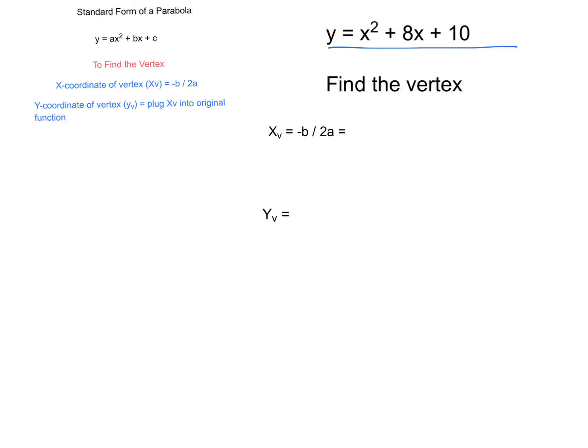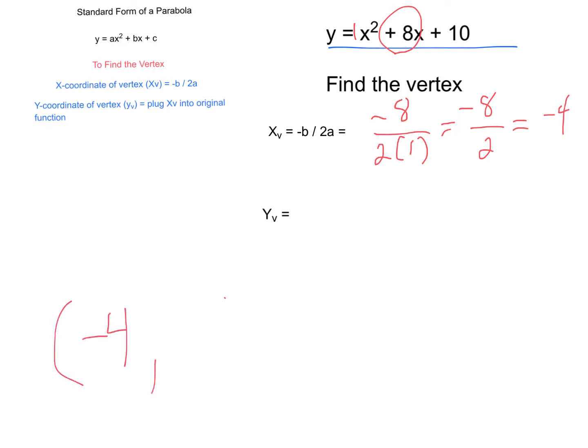First thing we do, let's get our x vertex, negative b. So that's negative 8 all over 2 times a, which is 1. So negative 8 over 2 is negative 4. So my x-coordinate of the vertex is negative 4.